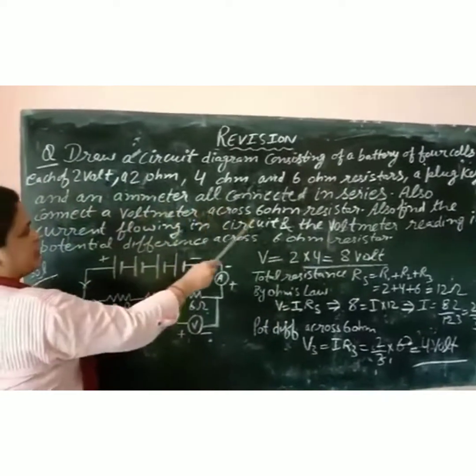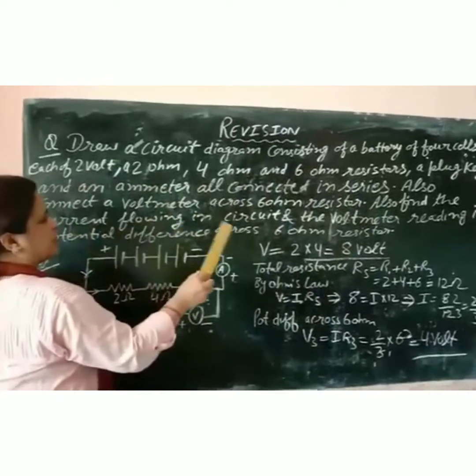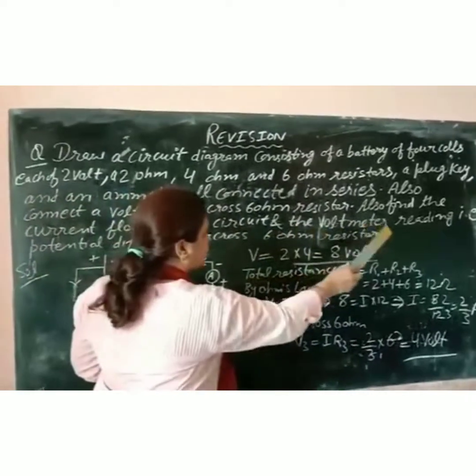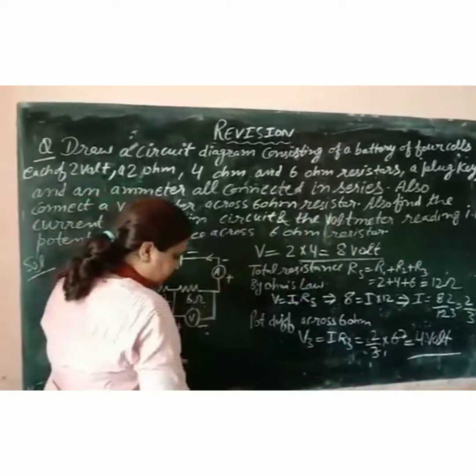Also connect a voltmeter across 6 ohm resistor. Also find out the current flowing in the circuit and the voltmeter reading, that is the potential difference across 6 ohm resistor. Read the question.